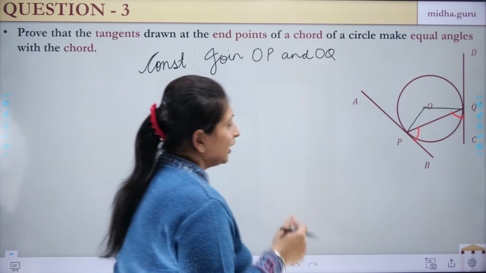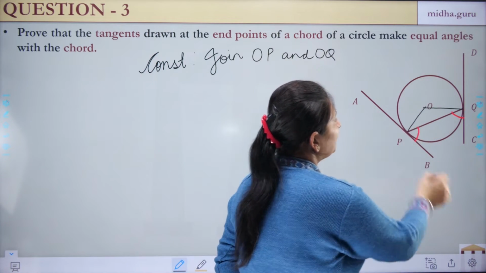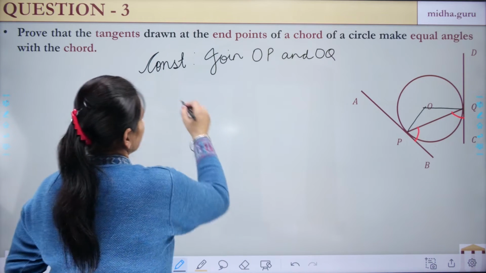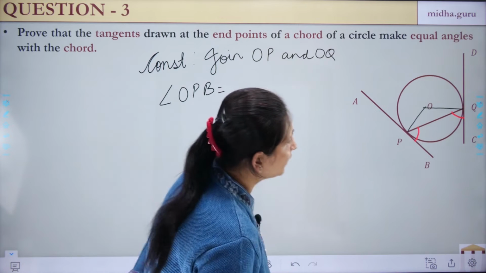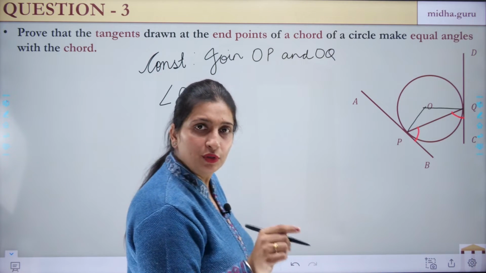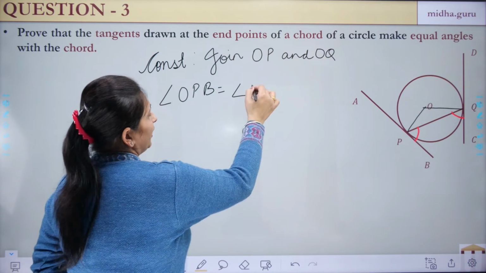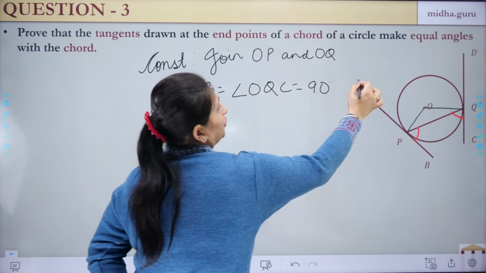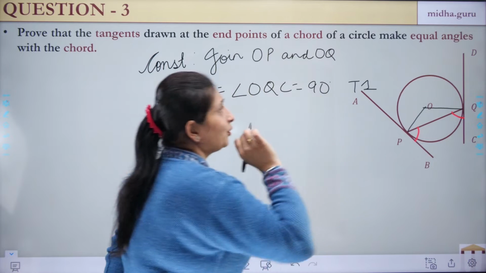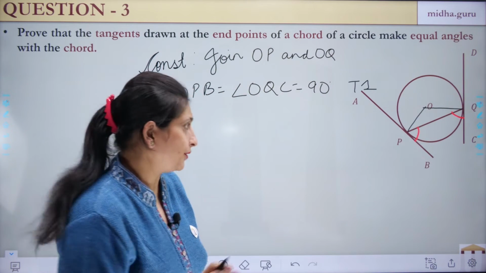Now, again from theorem 1, angle OPB will be equal to 90 degrees. Also, angle OQC will be equal to 90 degrees, right? So we can write angle OPB is equal to angle OQC. Theorem 1, I am repeating it again. Do not write theorem 1, write the statement.